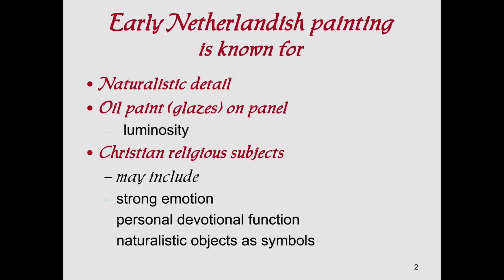Let's talk about some characteristics of early Netherlandish painting. You'll see we have style, medium, and iconography here. Early Netherlandish painting is known for the naturalistic detail. The example you saw in the introduction is Jan van Eyck, and we're going to be talking about Jan van Eyck in some detail soon. So they're showing details of the visible world and often the textures of the surfaces, such as brocades or jewels or things that look extremely real.